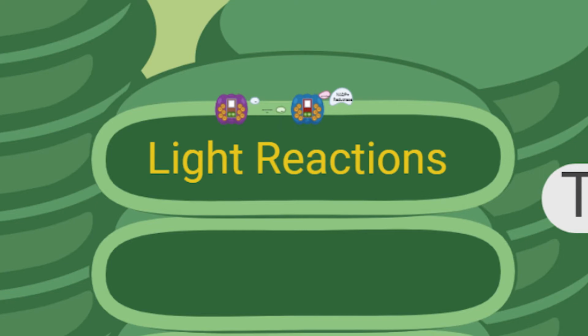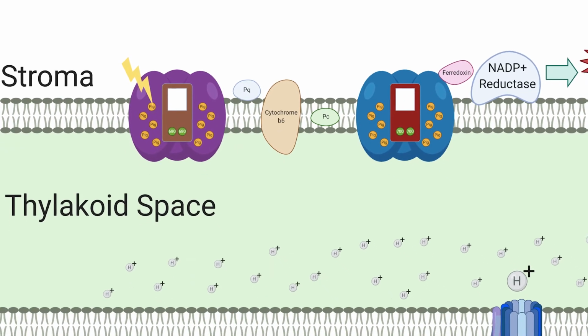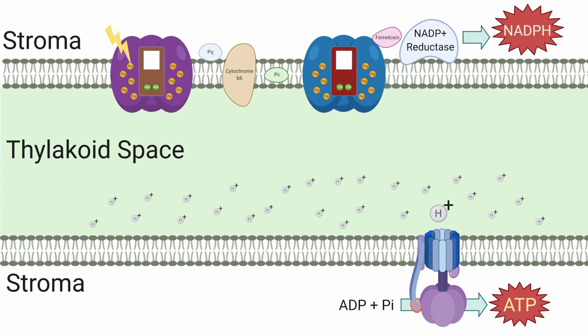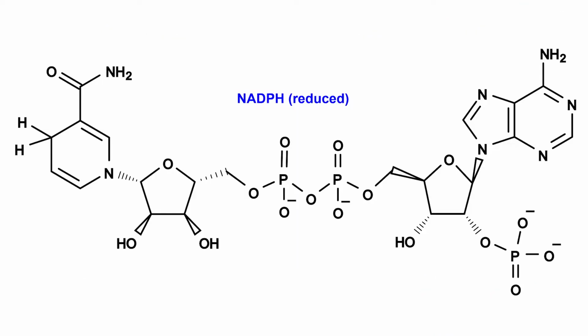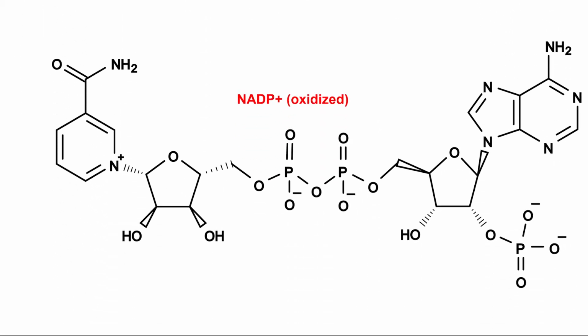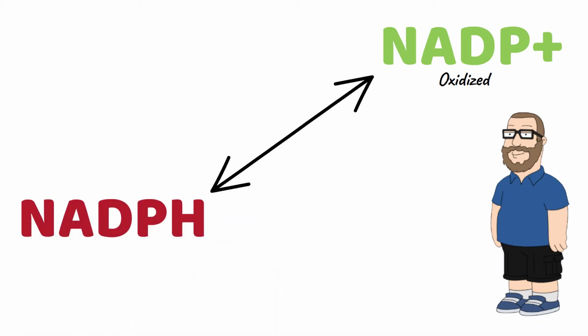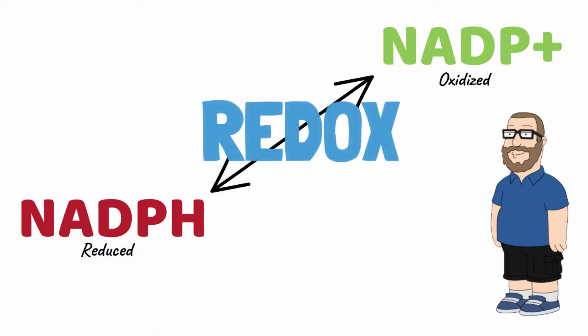These disks are the location for our first set of reactions, the light reactions. The light reactions occur in the thylakoid membrane and convert light energy into cellular energy in the form of ATP and NADPH. NADPH stands for nicotinamide adenine dinucleotide phosphate, and it is the plant equivalent of NADH. The P stands for phosphate, but we can remember this by imagining that it stands for plants. NADPH is the reduced form of NADP+. Just like NAD+, it can participate in oxidation-reduction reactions. We can refer to those reactions here as redox reactions.